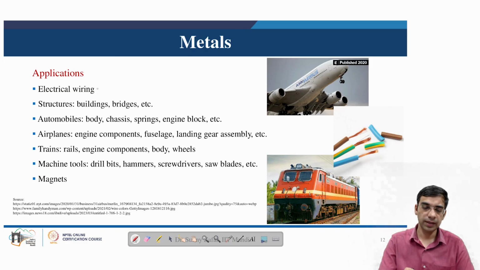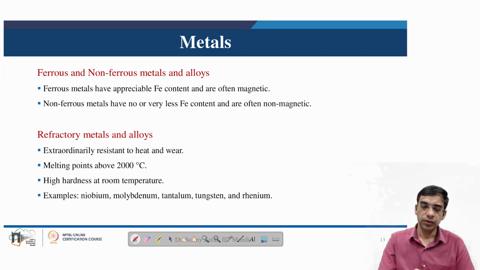Metals find application in products like electrical wiring, structures of several buildings, bridges, chassis of automobiles, springs, etc., airplane components, for example the engine components, fuselage, landing gear, etc., trains, machine tools, etc. Ferrous and non-ferrous metals we have already discussed. In ferrous metals, we have an appreciable content of iron. They are often magnetic. And non-ferrous metals have very little or no iron content, and they are often non-magnetic.